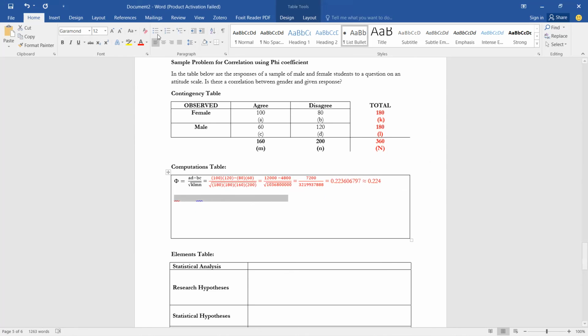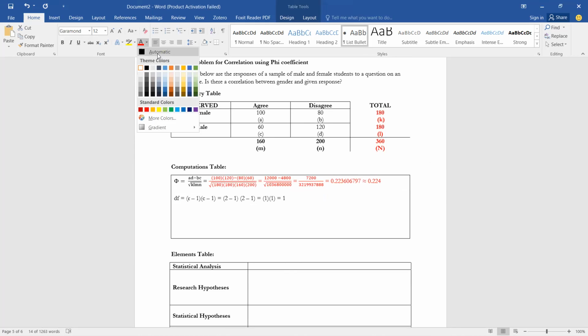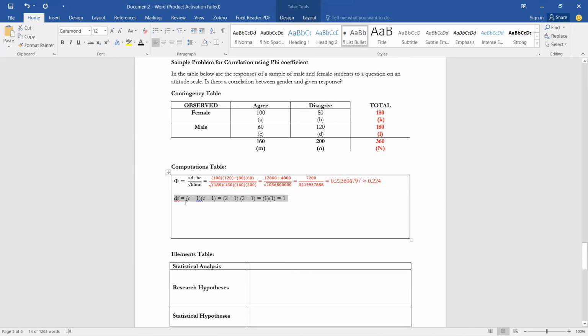Then find out what is your DF. It's R minus 1 times C minus 1. You'll end up with 1. No? Because R refers to rows. There are 2 rows here with scores. And the columns are 2 as well. 2 columns with scores. 1, 2 rows. Now let's solve for the critical phi coefficient.